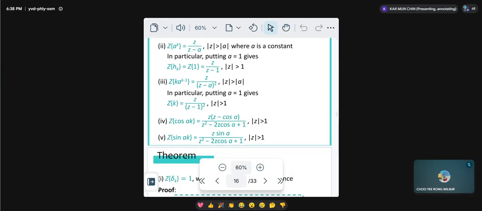Or if you are doing the Z transform for cos and sine, you will get this. This one you just memorize it. Trust me, you just memorize it. You won't be able to derive it in the exam. If you get cos AK, then that's it. If you get sine AK, that's it. Of course, if you have another coefficient, you just bring it out, just factorize it out.